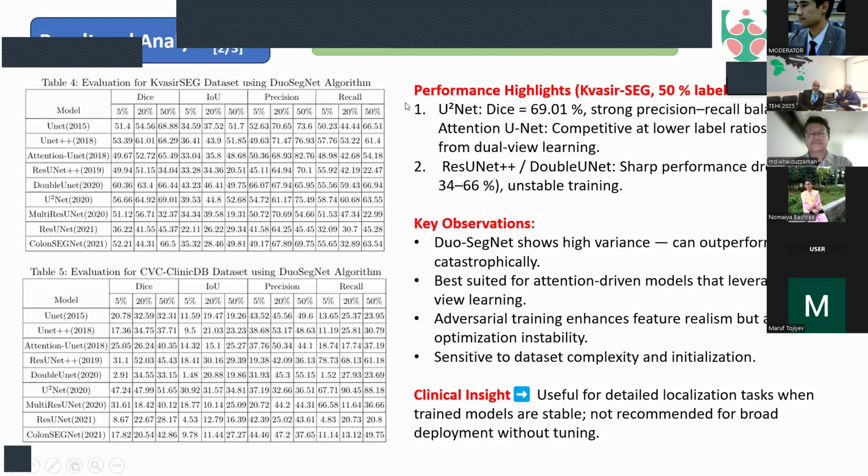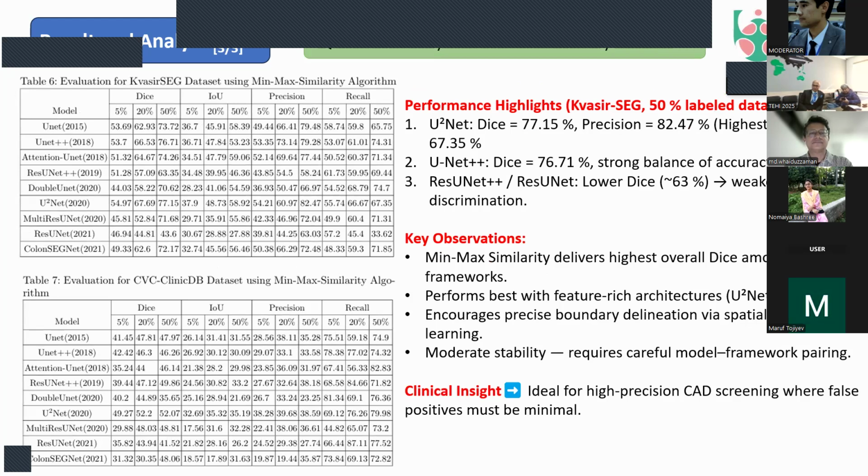And this is the same analysis for the KVC-SEG and Clinic DB datasets for the DuoSegment algorithm, which is the critic-based architecture I described earlier in our methodology section. The clinical insight is that it is useful for detailed localization tasks when trained models are stable, but not recommended for broad deployment without tuning.